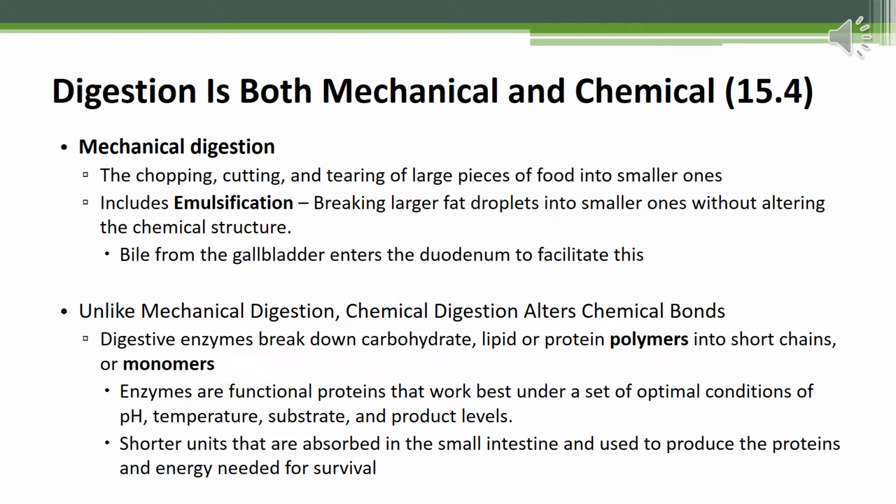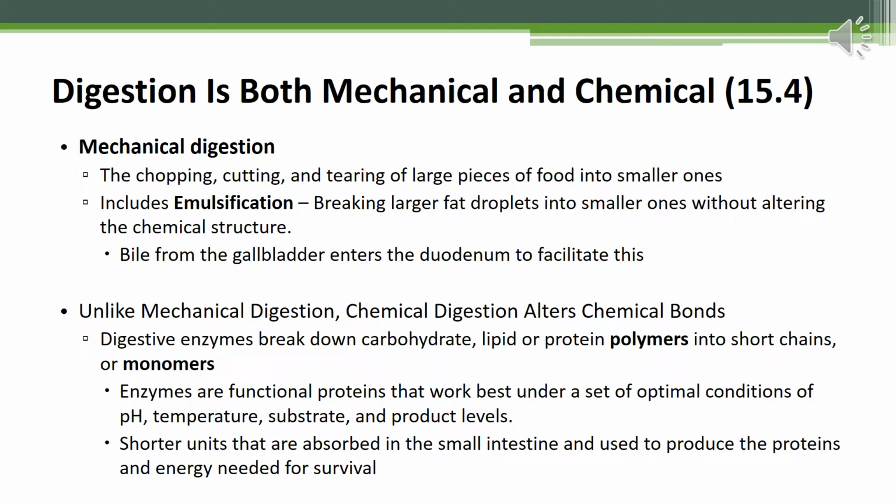It appears as though I forgot to tell you the technical term for the process of chewing, and this is called mastication because it's primarily performed with the masseter muscles in the mouth. Anyway, moving on. Section 15.4, digestion is both mechanical and chemical.